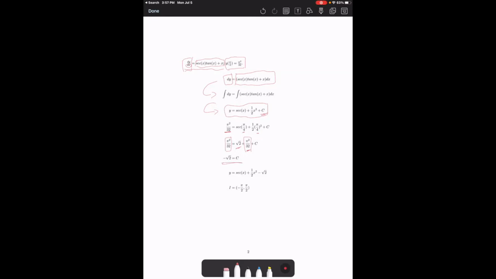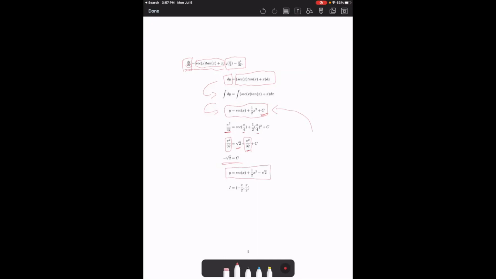We're going to plug that value into our general solution. So note that this was a general solution, but we were given points to actually solve for what c is definitively. We have c is equal to negative root 2. So our final solution is y is equal to secant x plus 1/2 x squared minus the square root of 2.